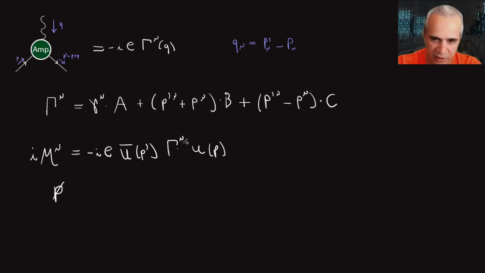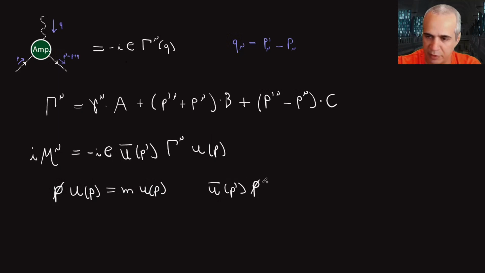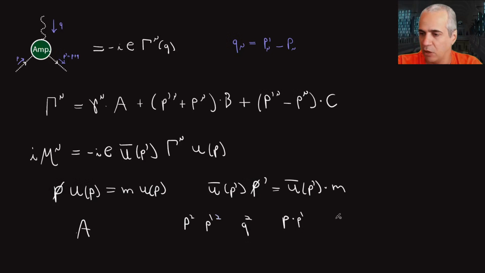So if I multiply p slash to the right on this, it will be just the mass times u of p. And if I have any p prime slash here and I multiply to the left, I also know that u bar p prime times p prime slash is u bar p prime times m. That means I can take any dependence on these p's. These functions in general need to have scalar combinations of the three momenta and Dirac matrices. So you could have something like p squared, p prime squared, cross terms like q squared, cross terms like p prime slash or p slash. All of those could appear inside these functions A, B, and C.